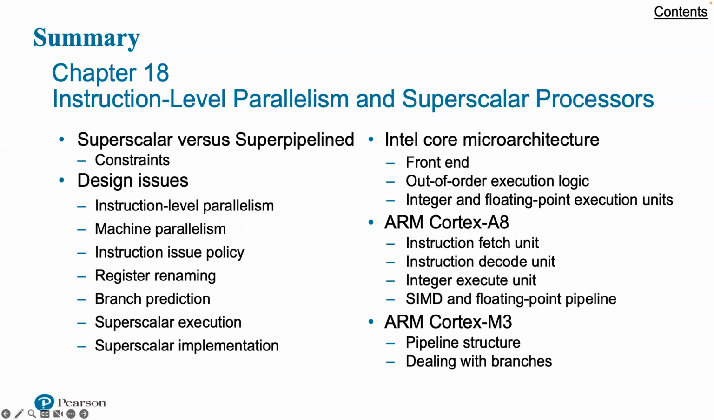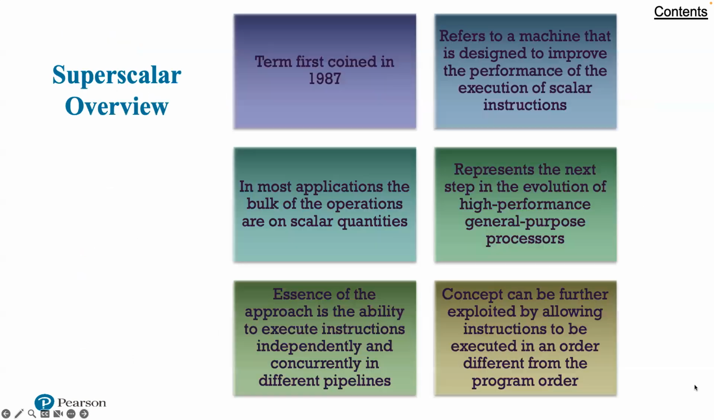First, we'll talk about superscalar versus super pipelined. We'll talk about the variety of design issues that need to be addressed with this. We'll look at the Intel Core microarchitecture for doing this, and then we'll look at two ARM architectures, the Cortex A8 and the Cortex M3. Okay, let's go ahead and continue.